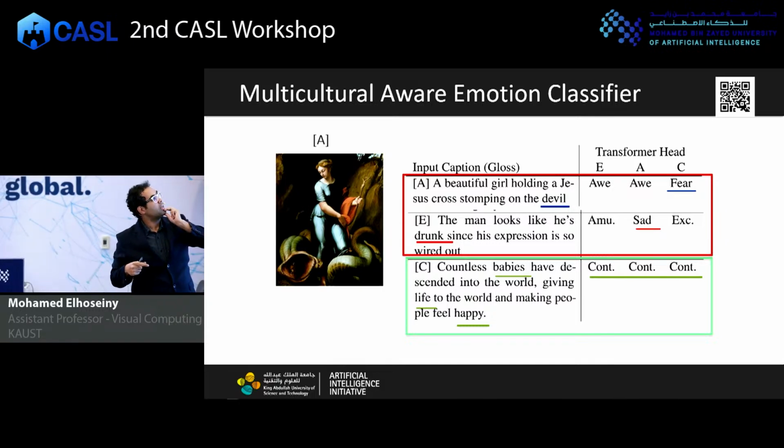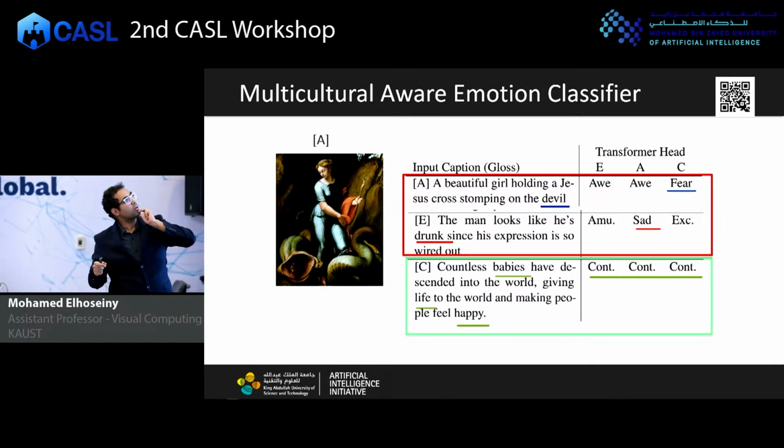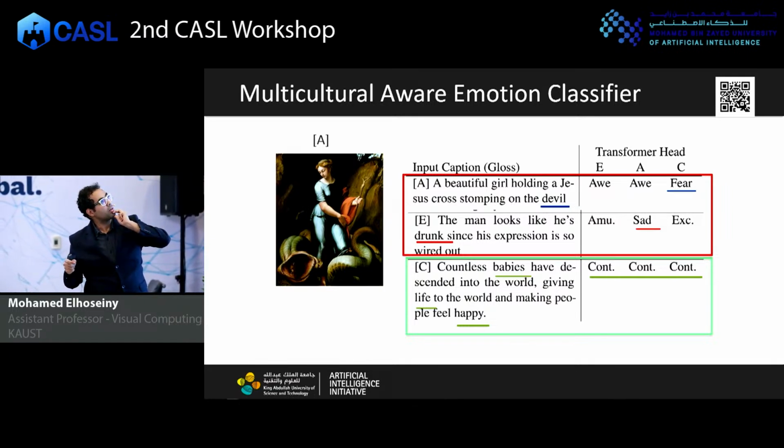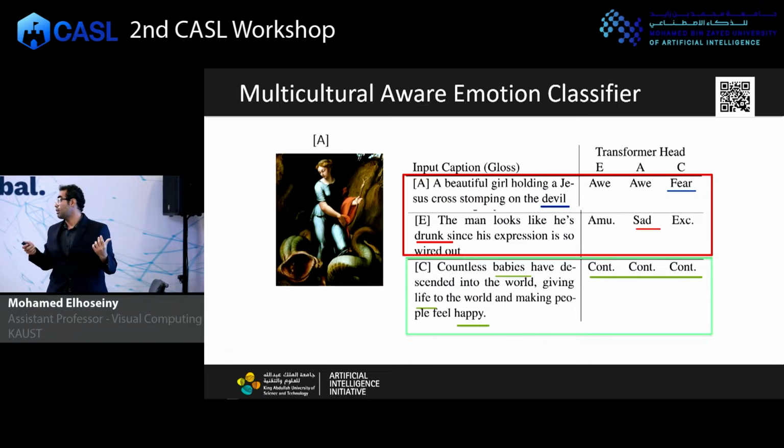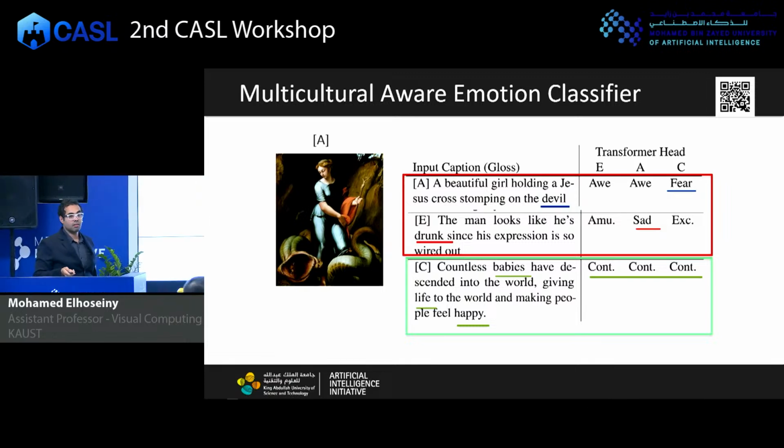So you can see, for example, a beautiful girl holding a Jesus cross stomping on the devil. You can see that this is predicting more positive emotion for English and Arabic, because the focus was there on Jesus, and maybe for Chinese the focus was another word, maybe the devil, because this concept maybe is not as dominant. You can see here the man looks like he's drunk, and since his expression is so weird, this for English and Chinese was more like positive, but for Arabic it was sad. All right, so you can see that it kind of makes sense, right?